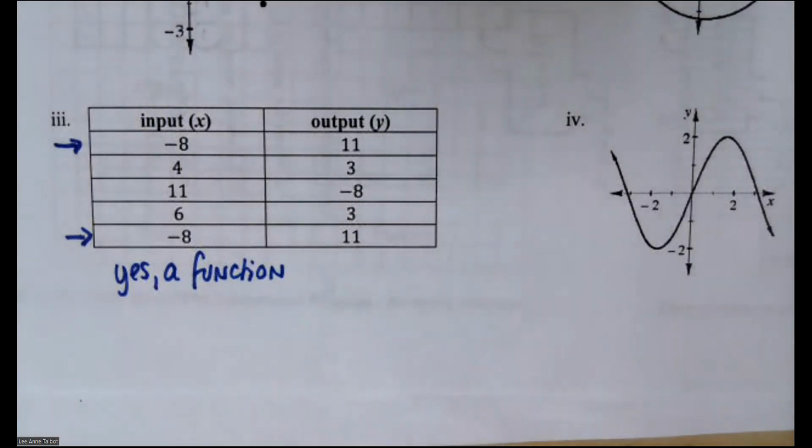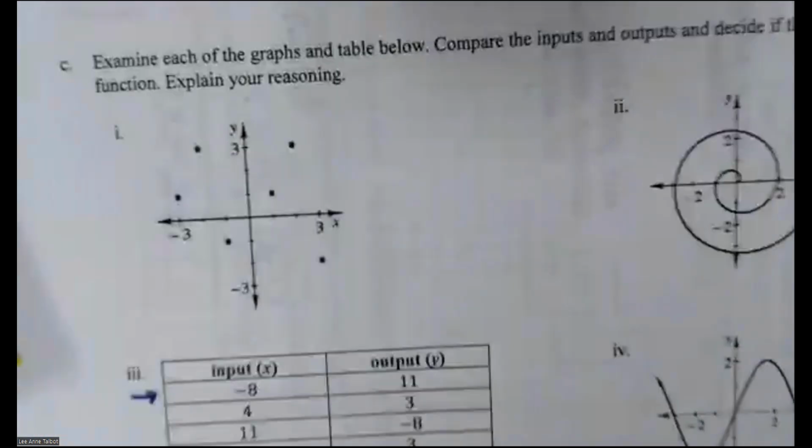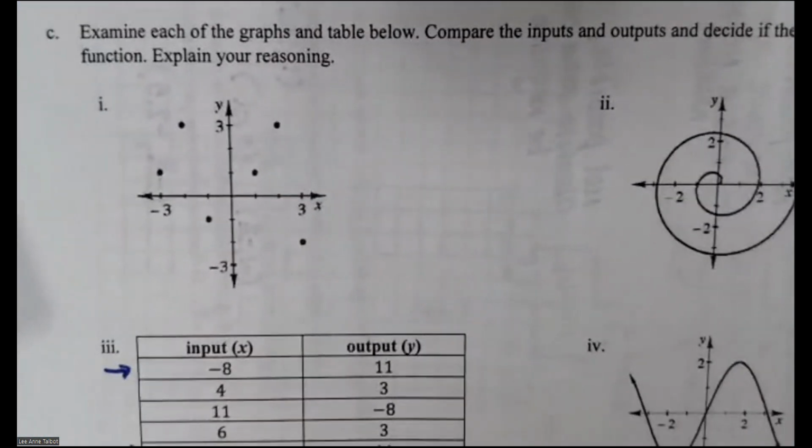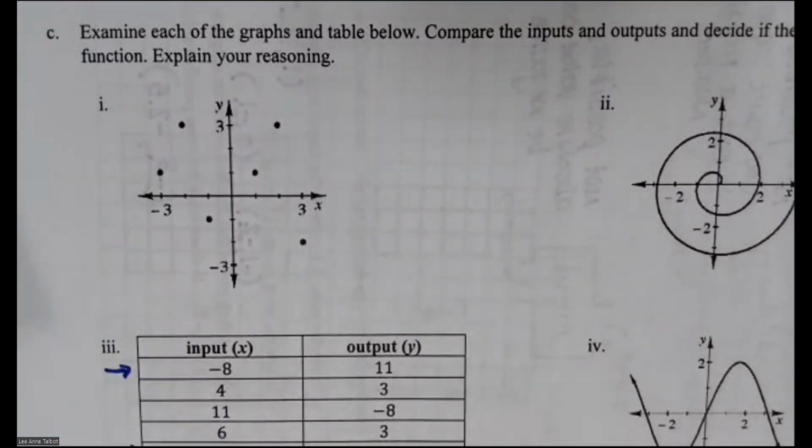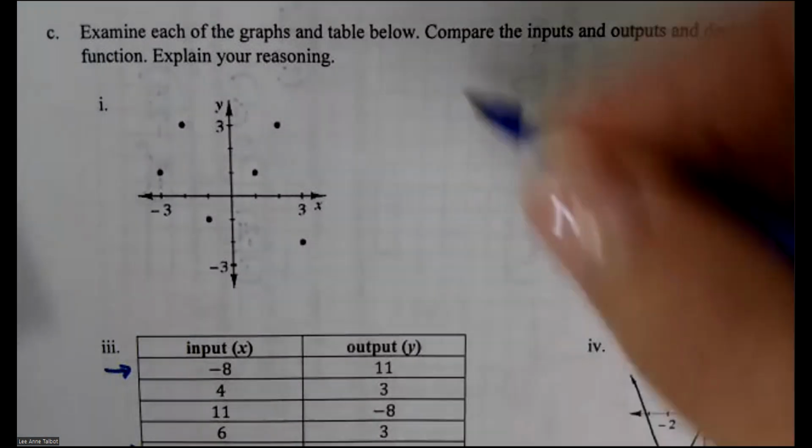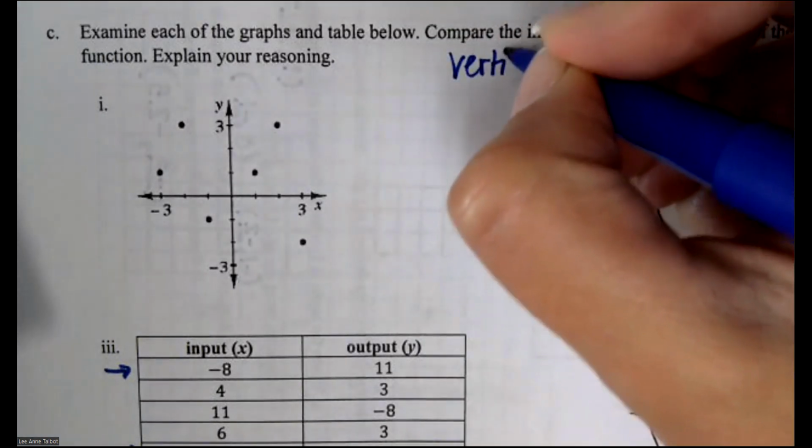Now, for graphs, it's the same concept. We're looking for any inputs that have repeating outputs, but there's an easier way to check on a graph, and it's called the vertical line test.